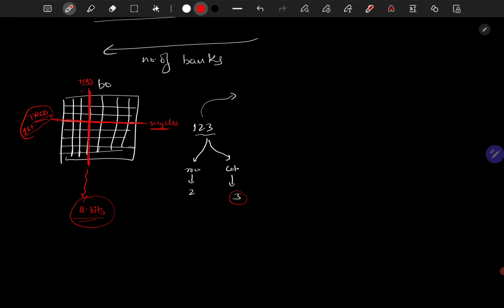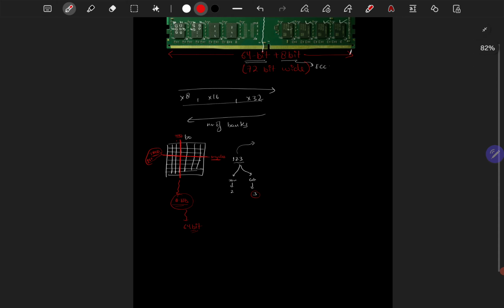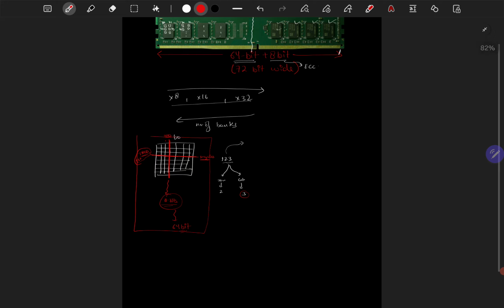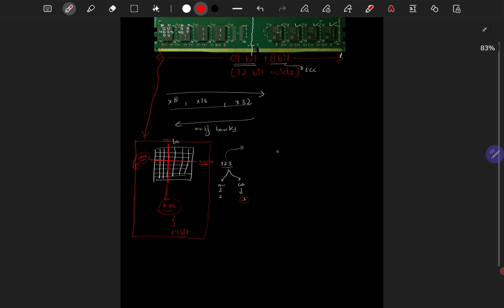But the width was 64 bits, right? So how will I get 64-bit data? This was bank 0 in my very first chip, in this chip. Now the same will be happening in all of these chips.